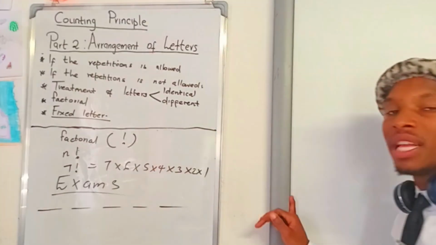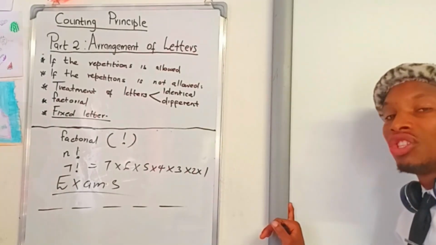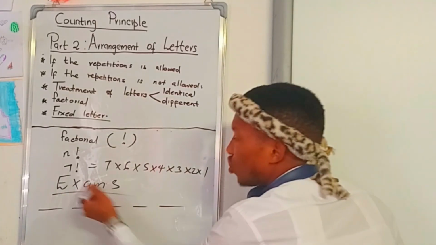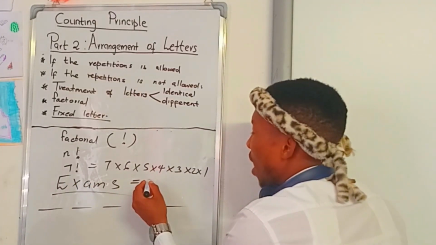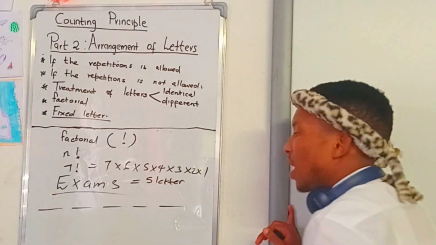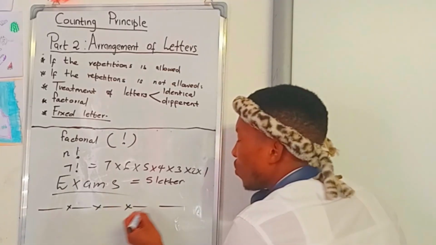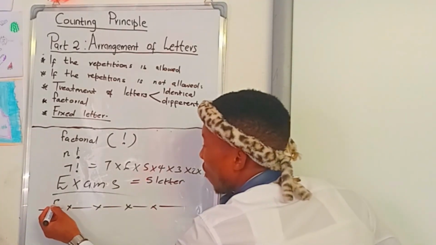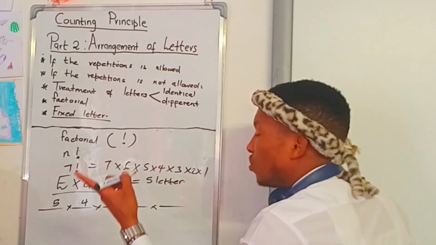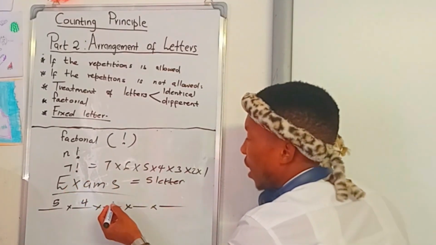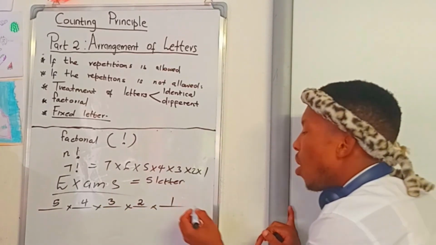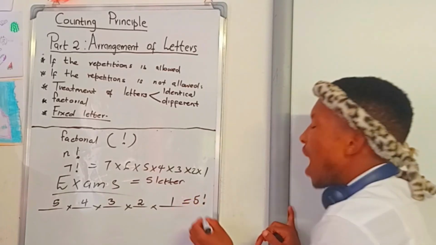Then the repetition of letters is not allowed. We're choosing from 5 letters, how many letters do we have here? We have 5 letters exactly. Therefore, since the repetition of letters is not allowed, what are we going to do? We have 5 letters for the first event, then for the second event we are left with 4 letters because repetition is not allowed. You use the letter, then you throw it away. Then we are left with 3, then 2 and 1. Therefore, this is the same as 5 factorial.